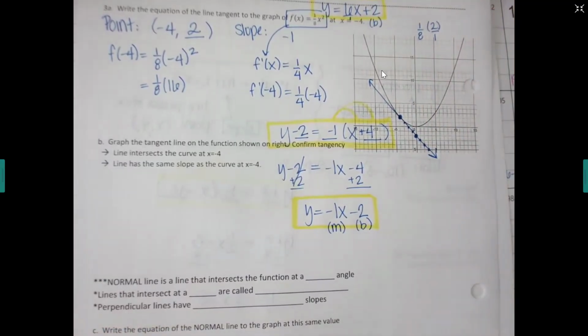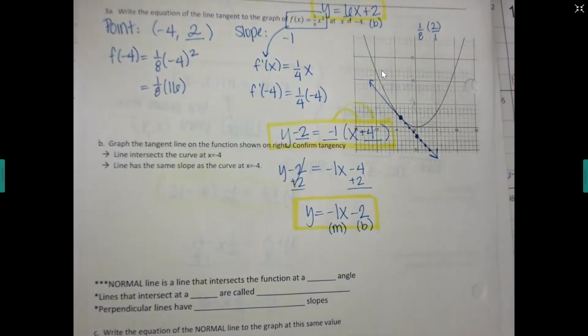But that's what your tangent line should look like as it barely touches your graph. Okay. One more example altogether, then you guys are going to have some time to work. So go to number 4, please. Next question.